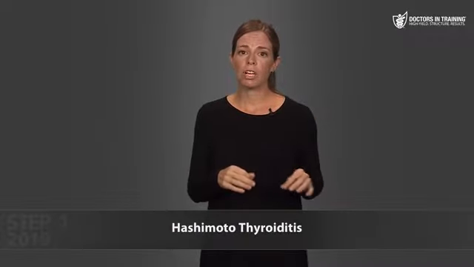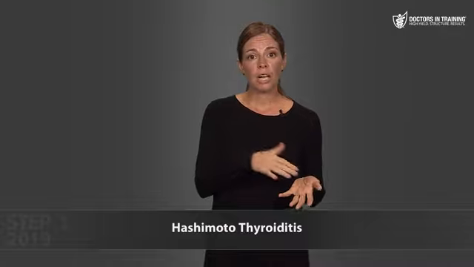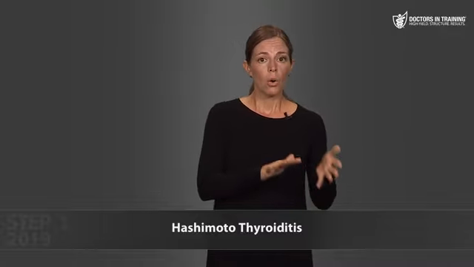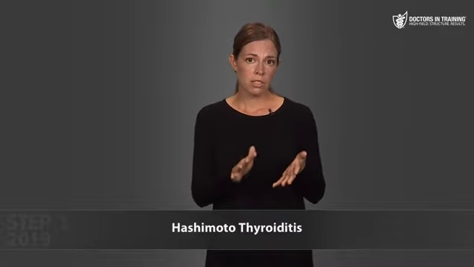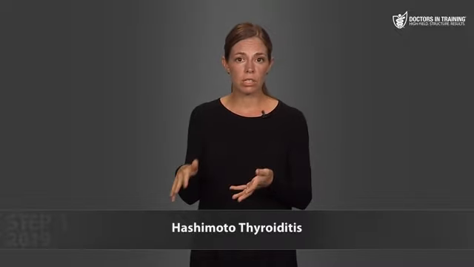So Hashimoto's is very common, as I've said. It can occur in isolation, which is most of the time, or it and other autoimmune thyroid diseases can occur as part of a polyglandular autoimmune syndrome, in which it would be associated with some other autoimmune diseases or perhaps other things, commonly Addison's disease, celiac disease, type 1 diabetes, pernicious anemia, vitiligo, Sjogren's syndrome, and then many others.